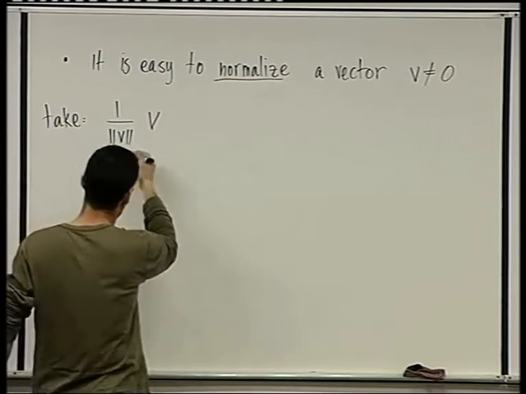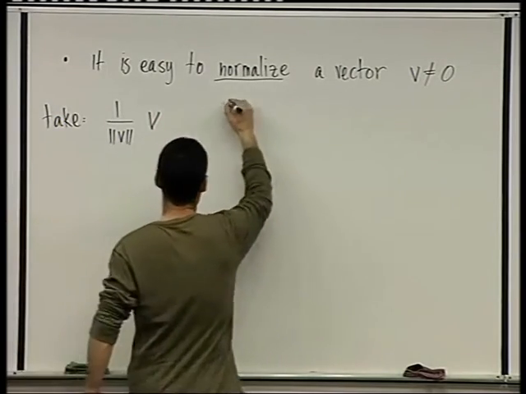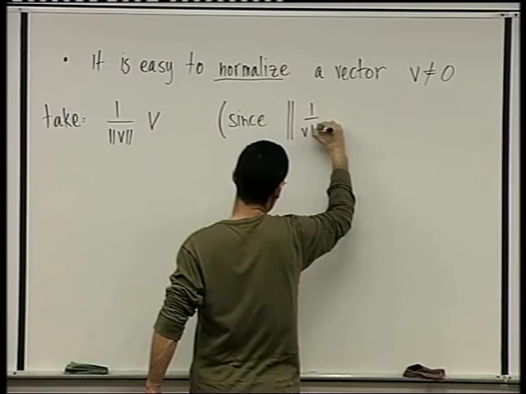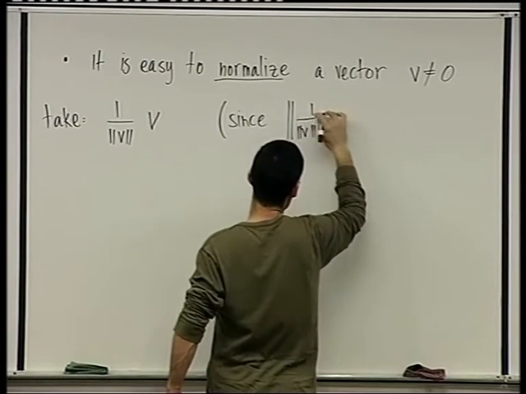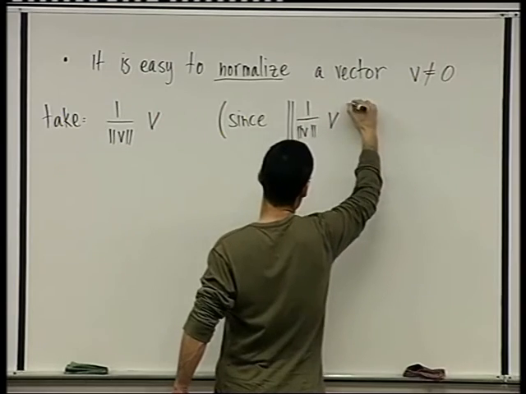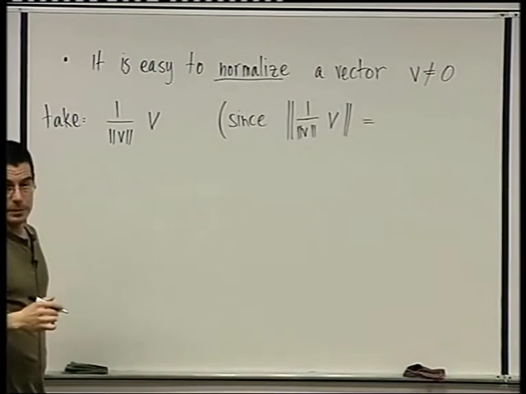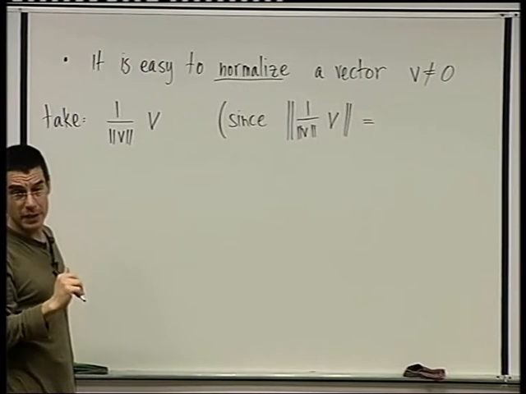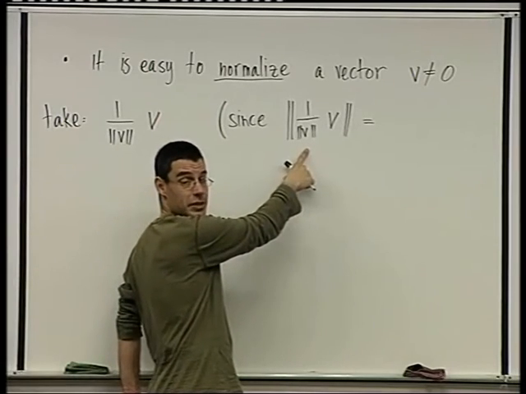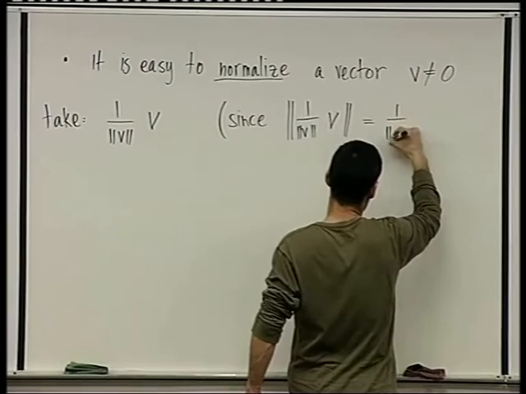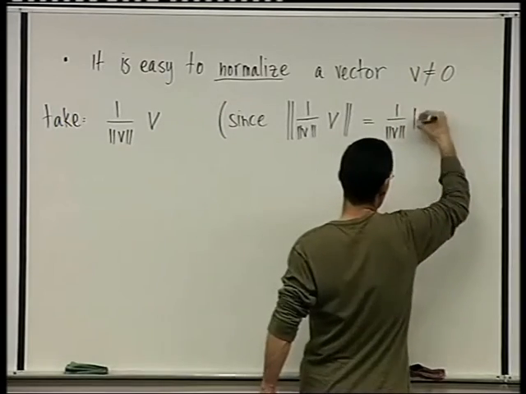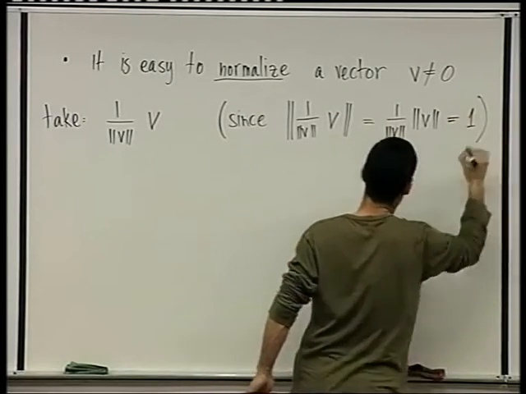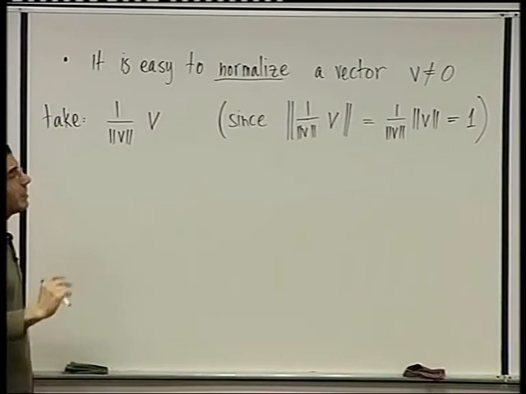And it has norm 1, because what is the norm of alpha v? Since the norm of 1 over the norm of v times v, right? The norm of a scalar times a vector, the scalar can come out of the norm in absolute value, right? But this is already a non-negative real number, so it's just 1 over the norm of v came out of the norm, and here I have the norm of v. And that's 1. Do you agree? Okay, so normalizing a vector is very easy.